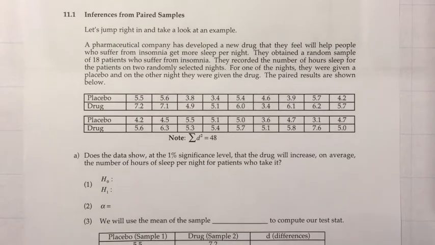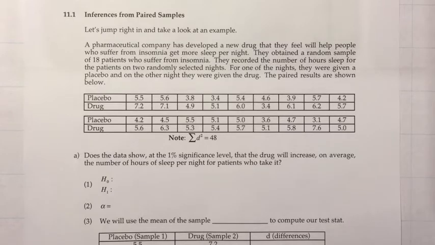A pharmaceutical company has developed a new drug that they feel will help people who suffer from insomnia get more sleep per night. They obtained a random sample of 18 patients who suffer from insomnia. They recorded the number of hours of sleep for the patients on two randomly selected nights. For one of the nights they were given a placebo, and on the other night they were given the drug, and the paired results are shown below.